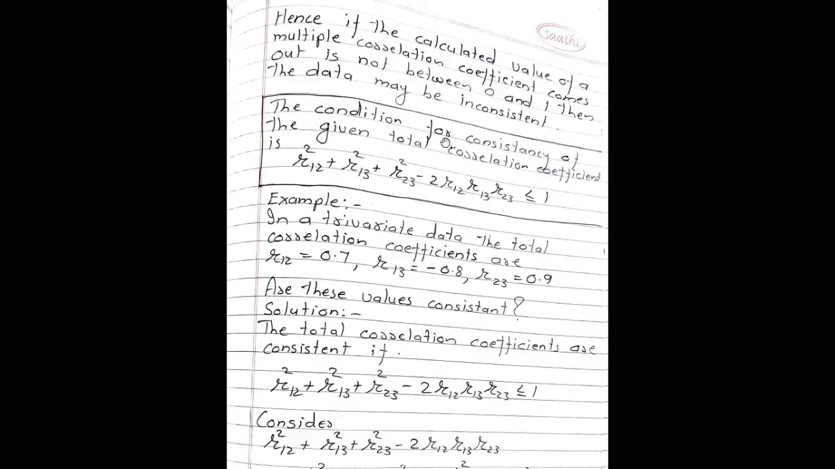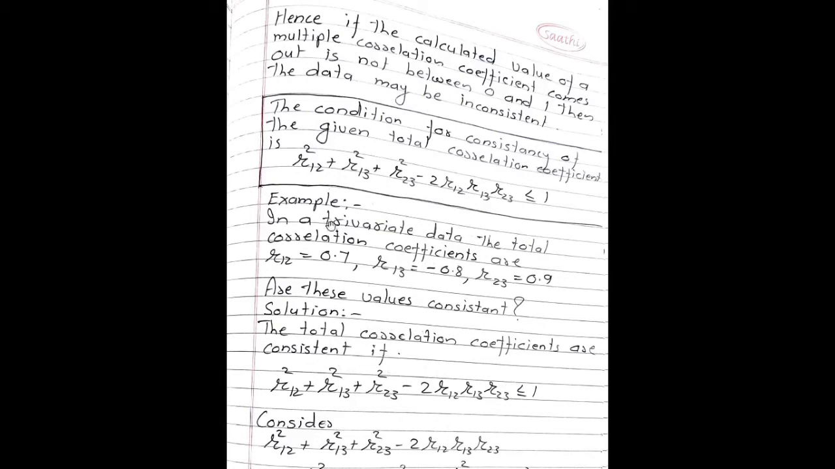The condition for consistency of the given total correlation coefficients is R square 12 plus R square 13 plus R square 23 minus 2 into R12, R13, R23 must be less than or equal to 1. This is the most important condition. If this condition is satisfied, then we say that the total correlation coefficients are consistent.